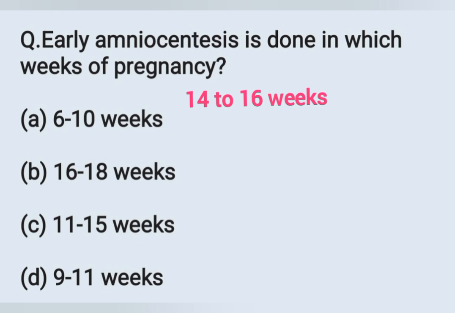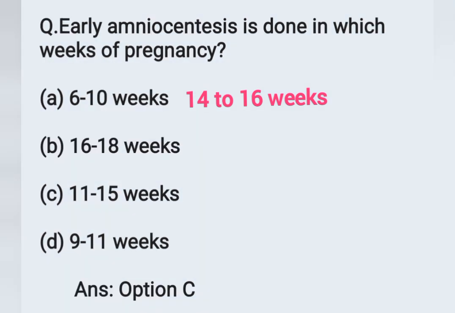Here the question is early amniocentesis. Specifically they asked, early amniocentesis is done in which week of pregnancy? It is done between 14 to 16 weeks of pregnancy. In our question, 14 to 16 comes between 11 and 15. So here the correct answer is option C.